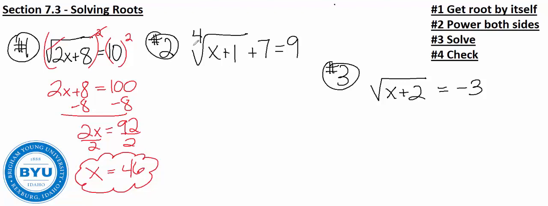Let's do question number 2 here. We've got the 4th root of x plus 1, plus 7 equals 9. Step 1, you've got to get the root by itself. So I'm going to minus 7 to both sides. That gets me the 4th root of x plus 1 equals 2.